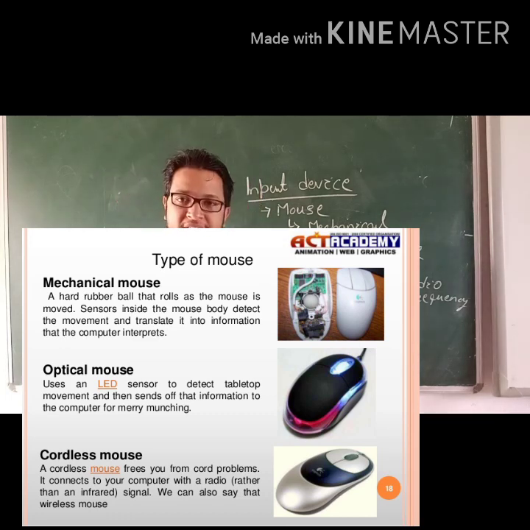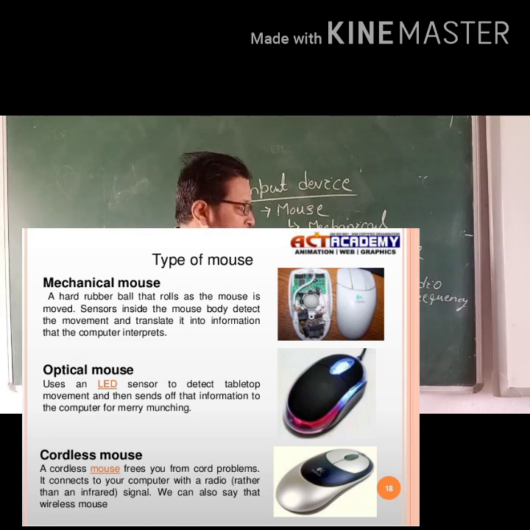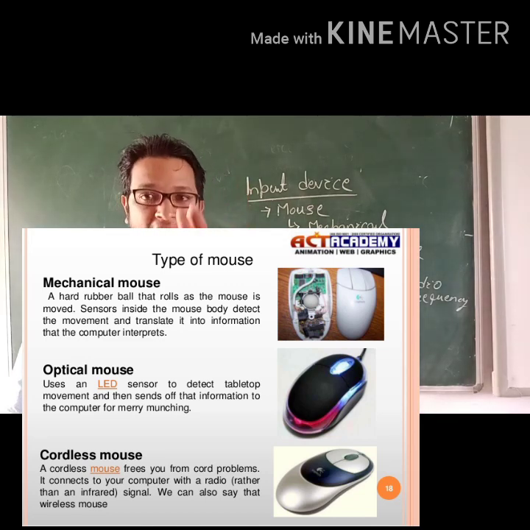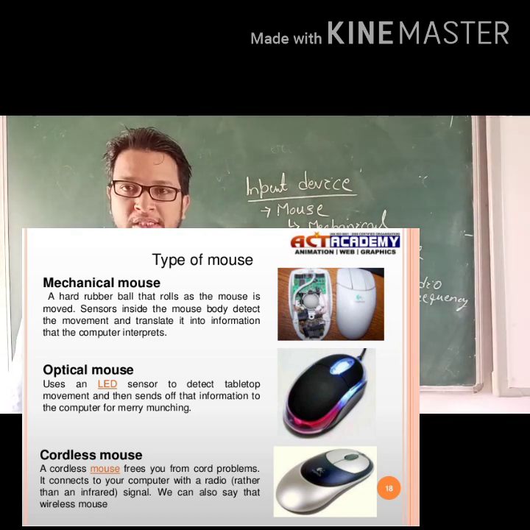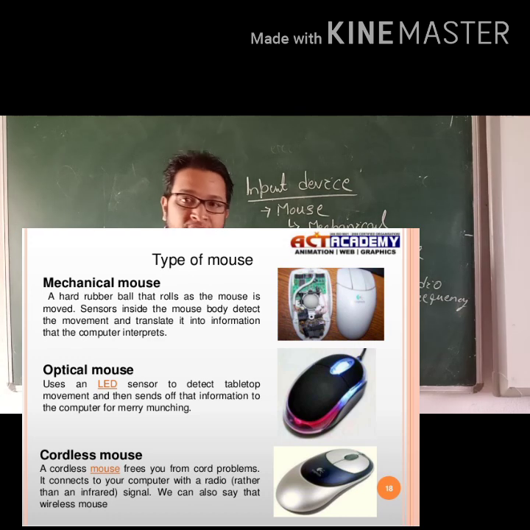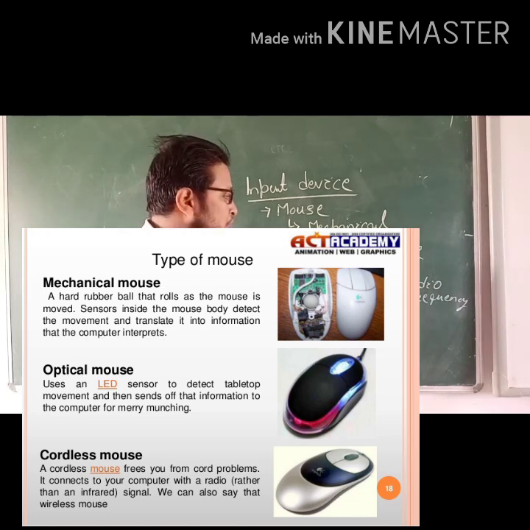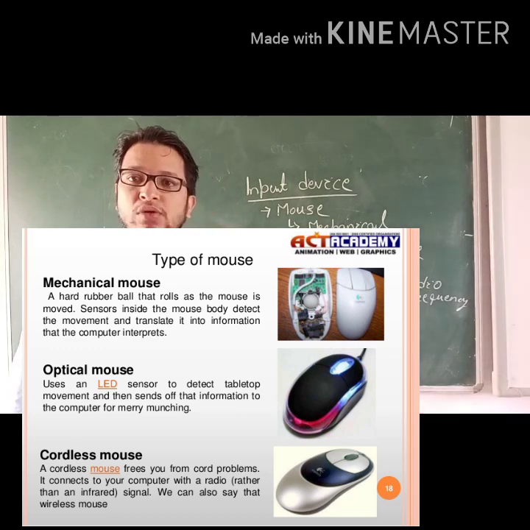Next one is the optical mouse. Nowadays it is very popular, very commonly used at your home, school or any organization. Optical mouse means there is a light. When you switch on the computer, you see a red light at the bottom of your mouse. That is also called laser light. Using that, it can work on any surface area, so no problem with the optical mouse. And the optical mouse is again of two types: a wired mouse and a wireless mouse.